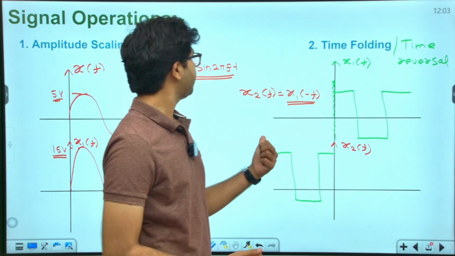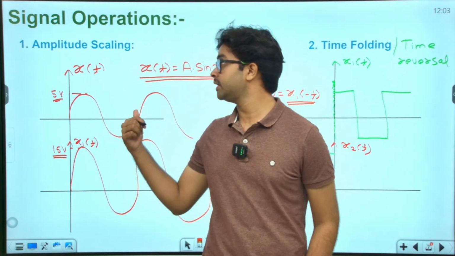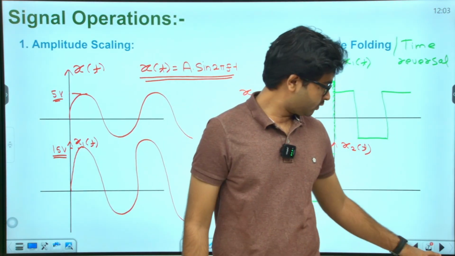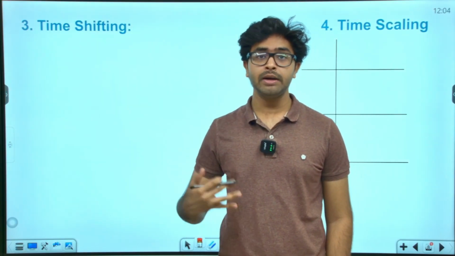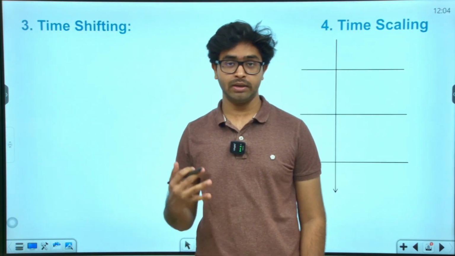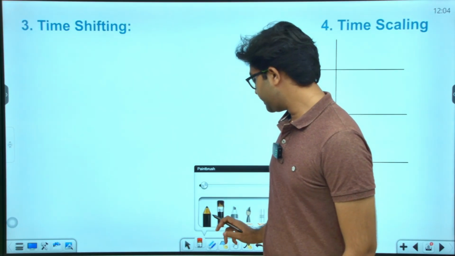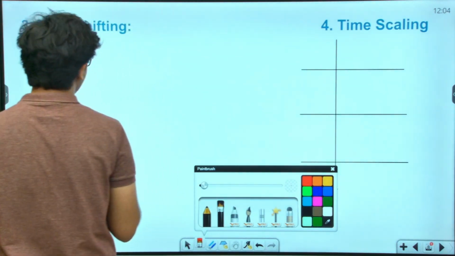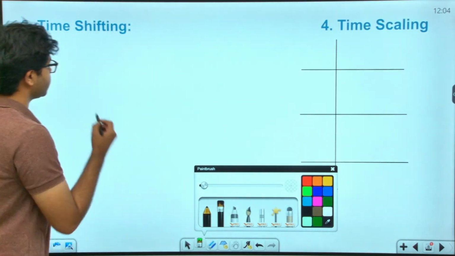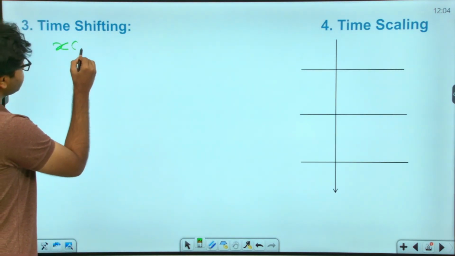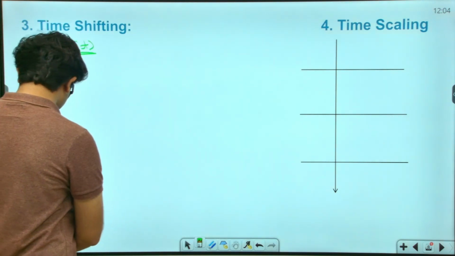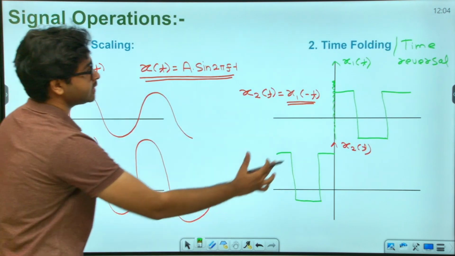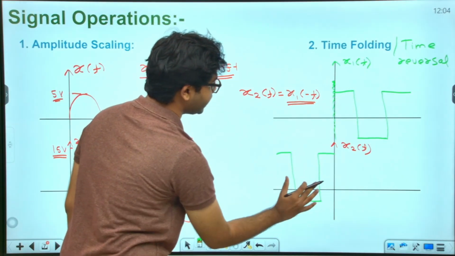So this is the time folding, and we have already seen the amplitude scaling. Now let's move to the next. Next is the time shifting. There are multiple time shifting properties, multiple formulas, which are very simple. First, we need to understand how the original signal looks like. If I have x of t, this is the original signal, like we have discussed previously, and time folding is like this.